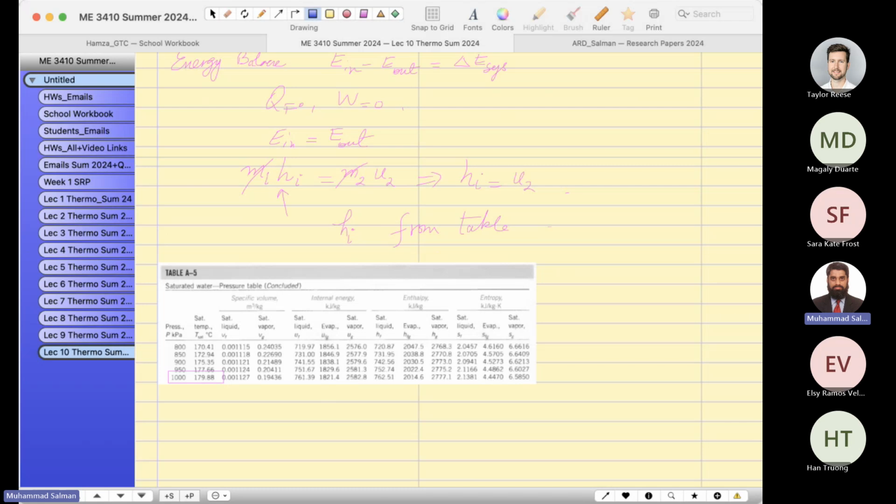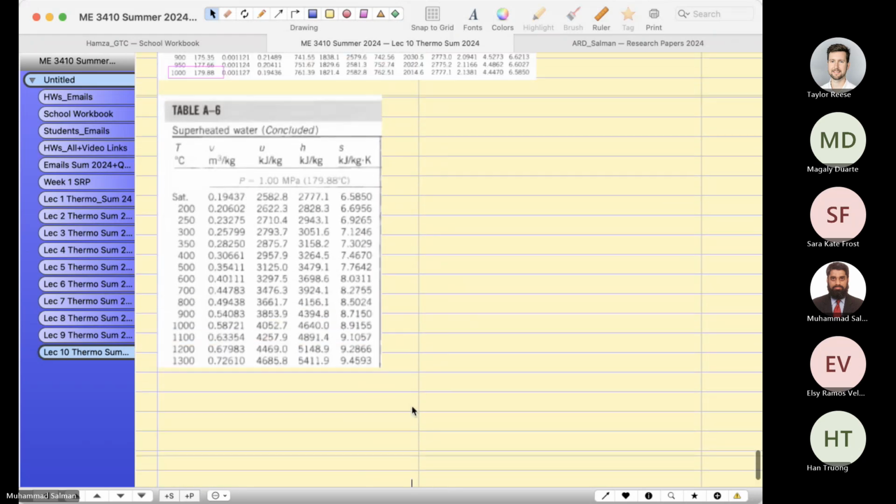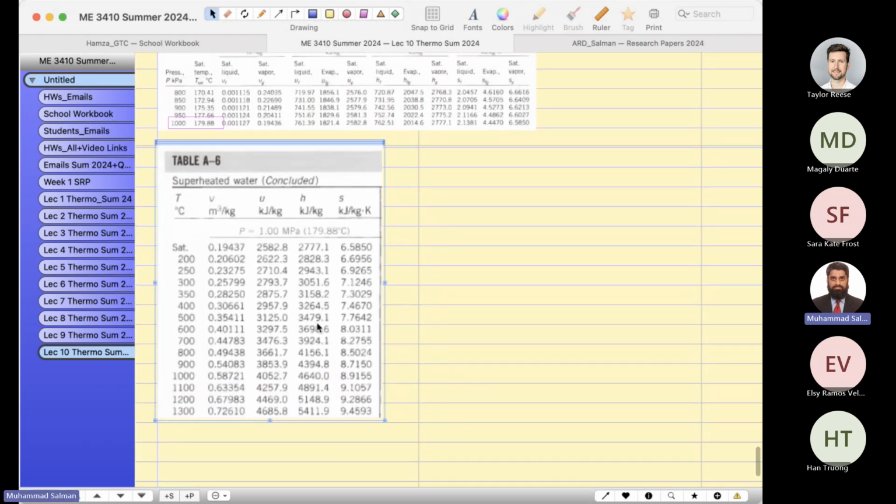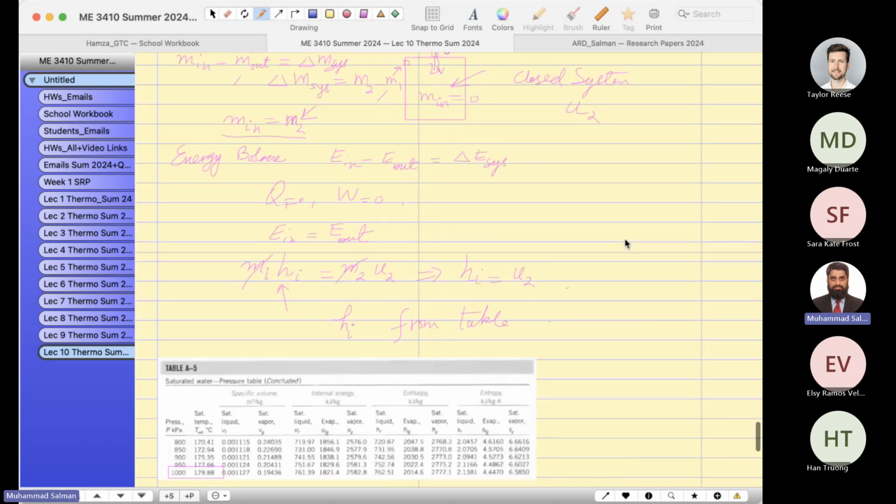Any student? It's a superheated vapor, correct? So at 1 megapascal and 300 Celsius, you are looking at 3051. Please type in yes if you have understood. How did I find out H in? And that is equal to U2.